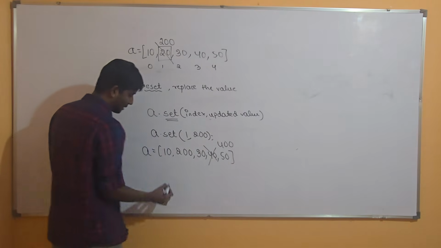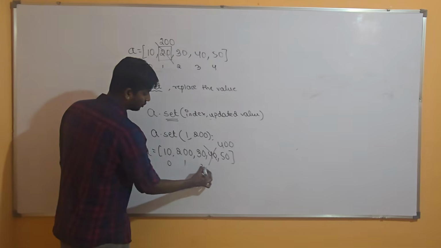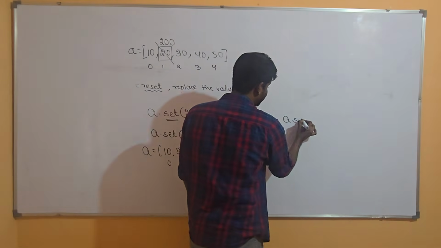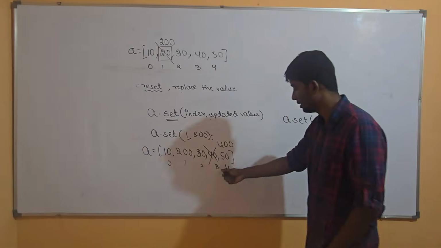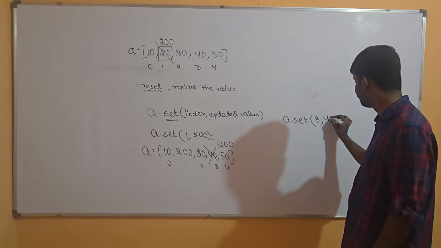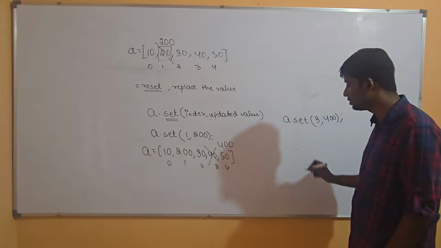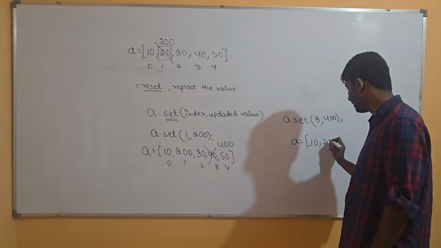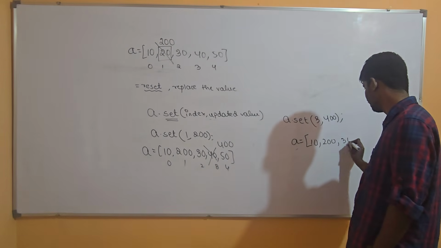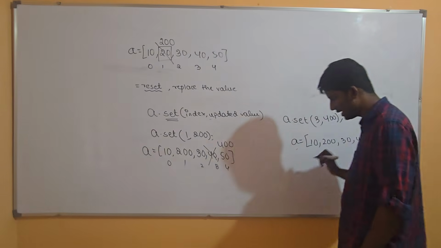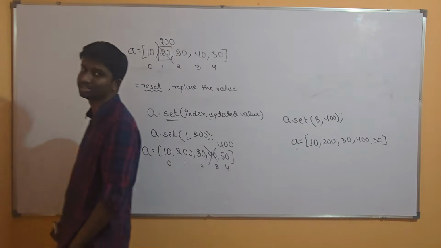Let me say I want to replace this 40 by 400. How to do it? Index numbers: 0, 1, 2, 3, 4. What will you say? A dot set. The current index number is 3. What is the updated value? 400. So 3 comma 400. When you do this, your array list looks like this: 10, 200, 30, 400, followed by 50.